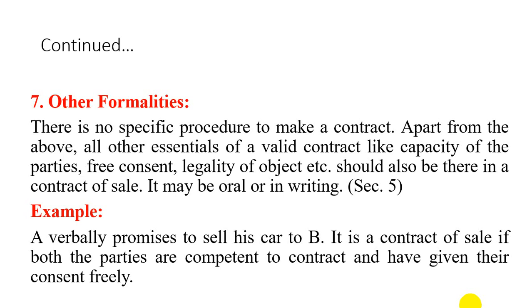All other essentials of a valid contract, like capacity of the parties, free consent, and legality of the object, should also be there in a contract of sale. It may be oral or written, but it's better to be in writing, and also it should be registered. A verbally promises to sell his car to B. It's a contract of sale if both the parties are competent to contract and have given their consent freely.